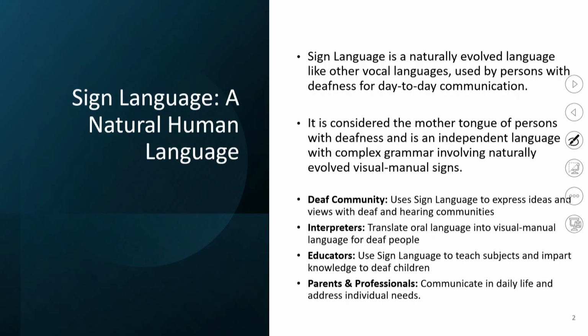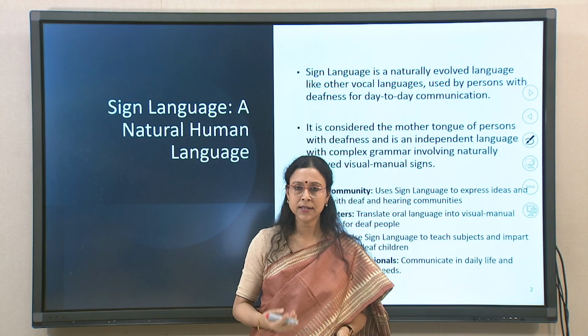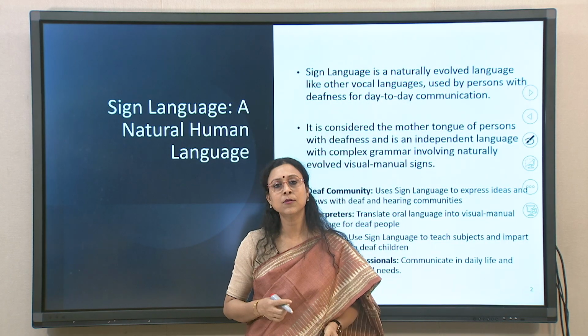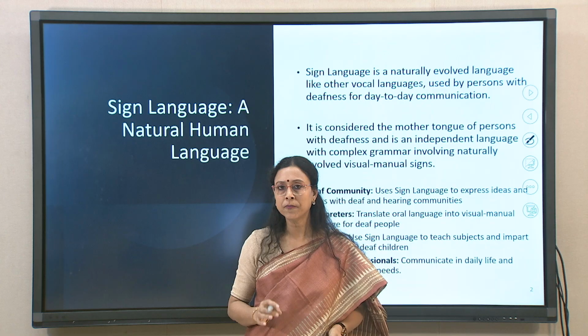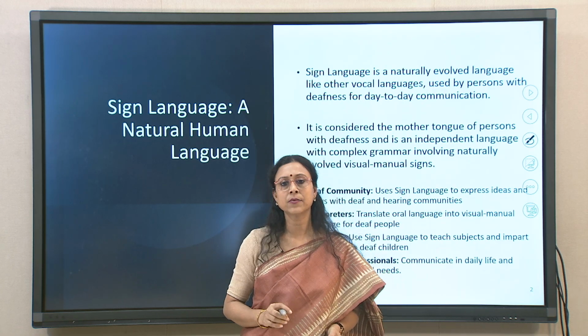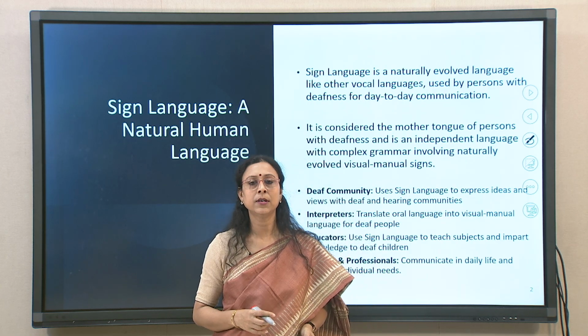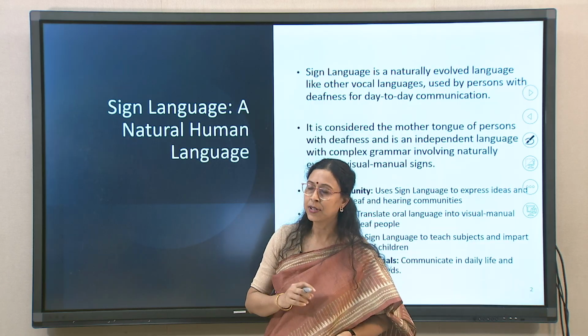Sign language is just like any other natural language. It is a naturally evolved language like the vocal auditory loop language, the language that we typically use, the spoken language. It is also called the vocal language, the language dependent on the vocal auditory loop and so on. So, sign language is just a different modality, but it is also a natural language. This is used by a specific group of people. So, specifically the persons with deafness typically use sign language for their day to day communication.